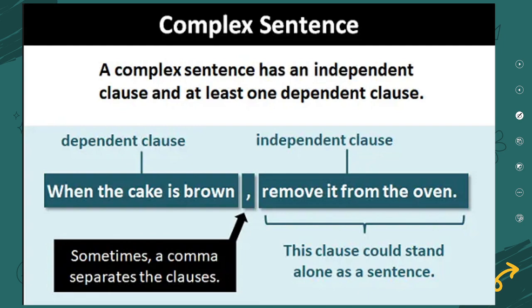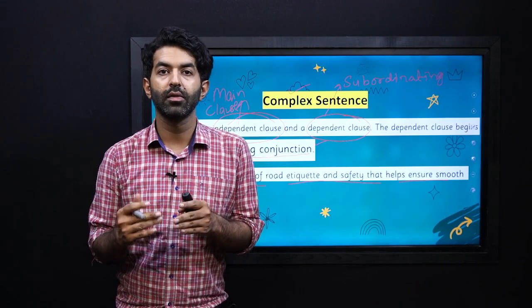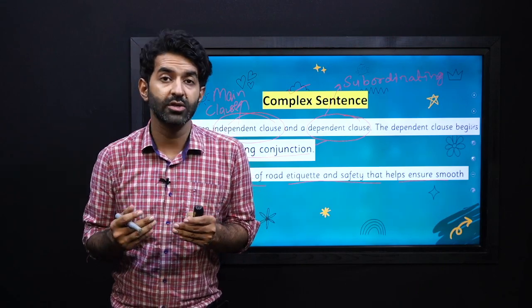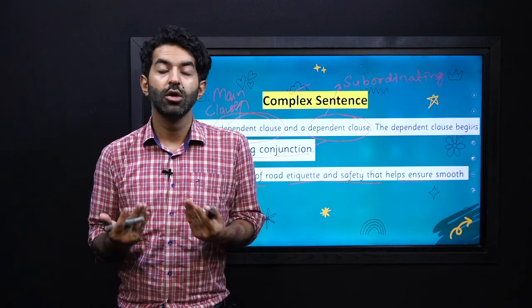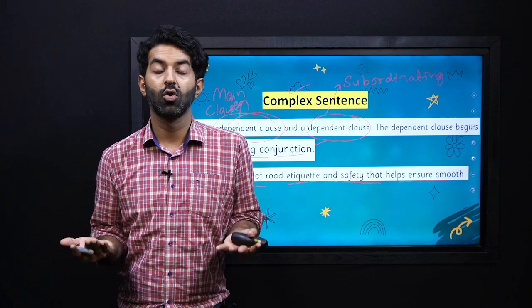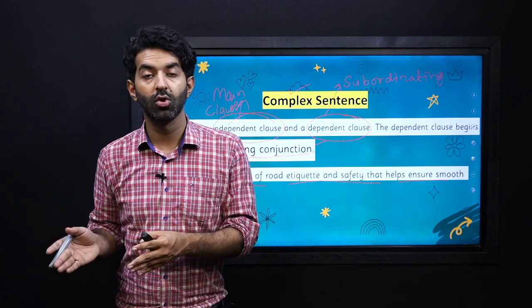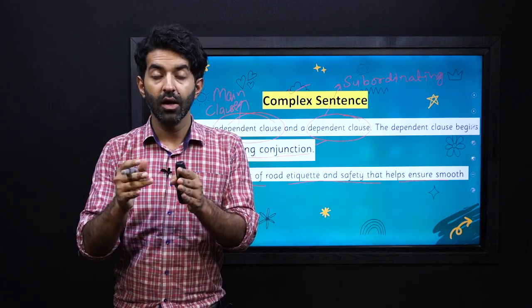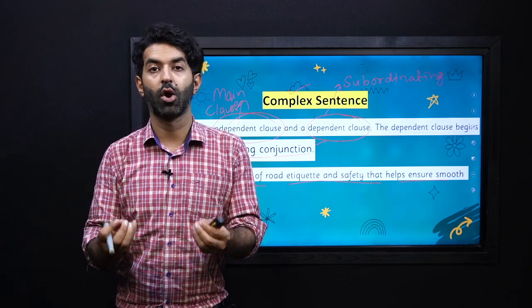Now, if you are connecting with subordinating conjunctions like while, when, or even the conditional sentences, you can make so many different complex sentences that connect an independent clause with the dependent clause, and with the dependent clause, at the start you can find your subordinating conjunction.